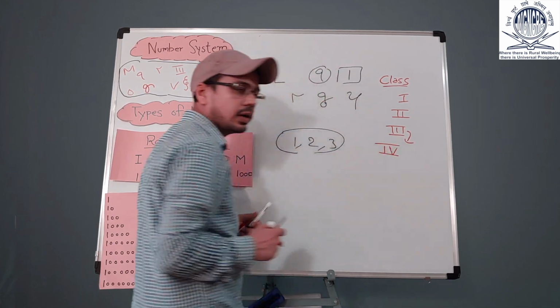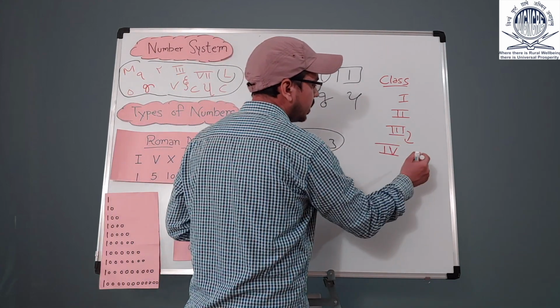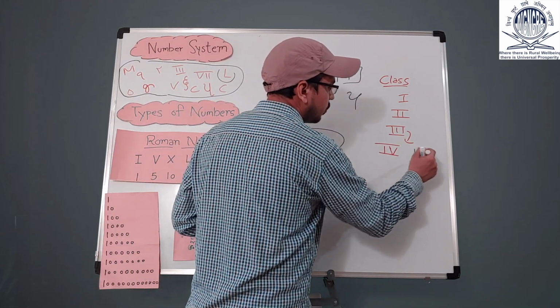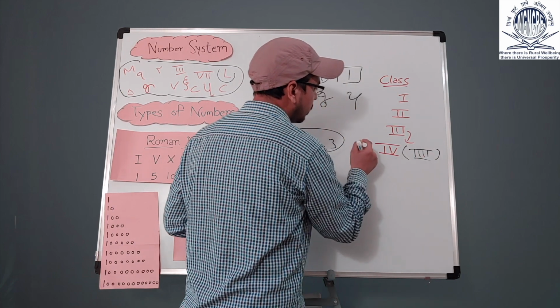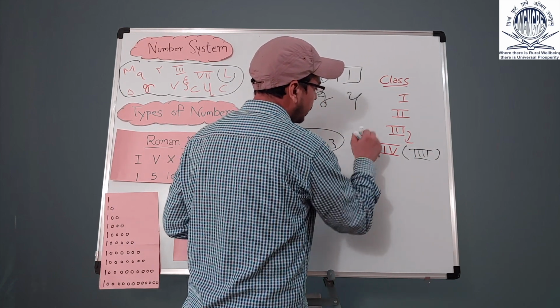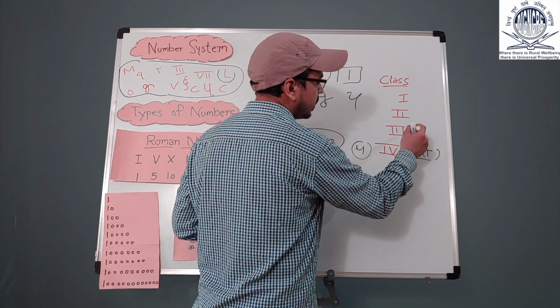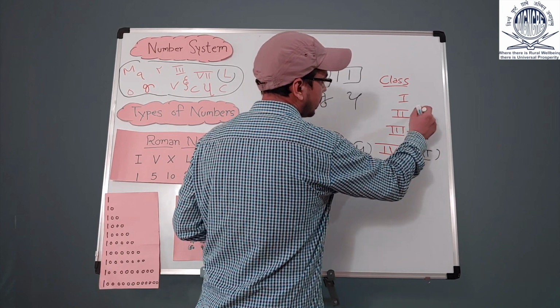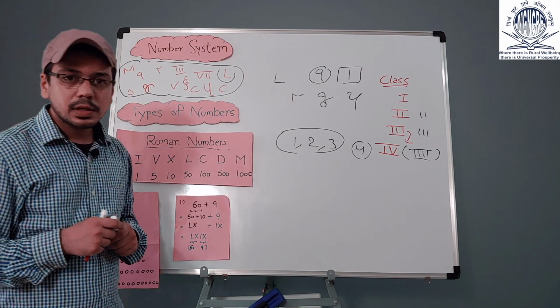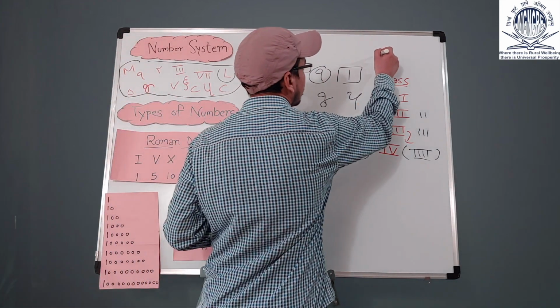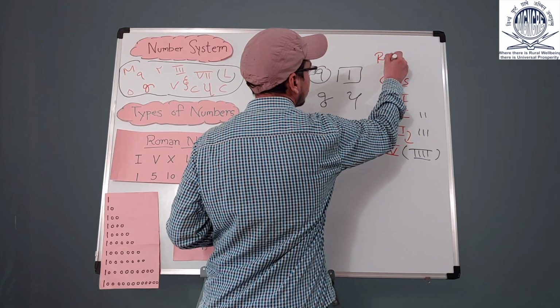And I always wonder that why after 3 we do not use 4 bars to get the number 4. Why we don't use 4 bars as we use 3 bars over here, or as we use 2 bars over here. Now this is just because we are using the number system which is Roman number system.